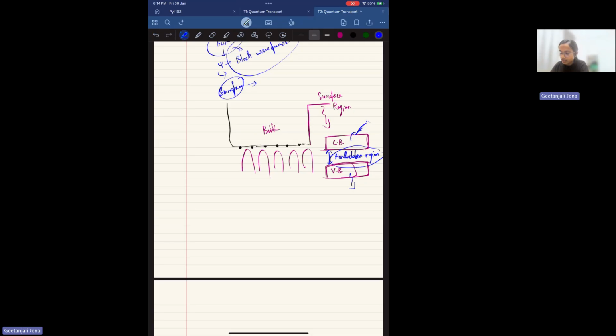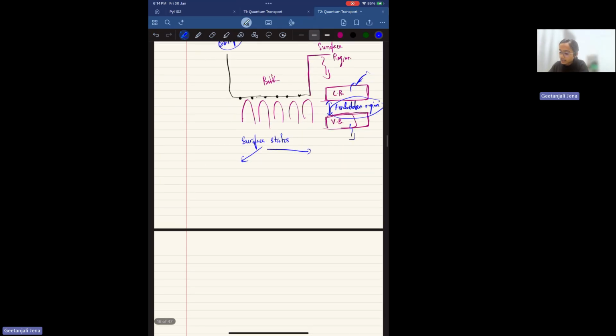Now, if you look at the different types of surface states, depending on the kind of charge carrier that is there on the surface, we can have two types of surface states. One kind is acceptor-like surface states, and the other kind is donor-like surface states.